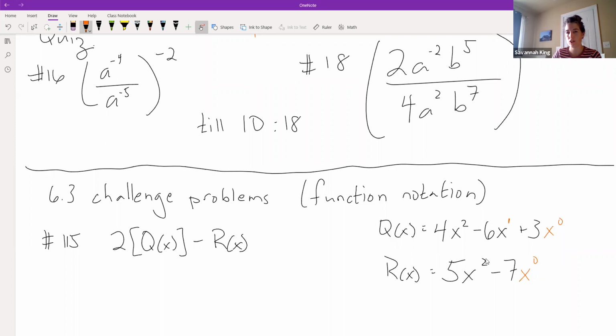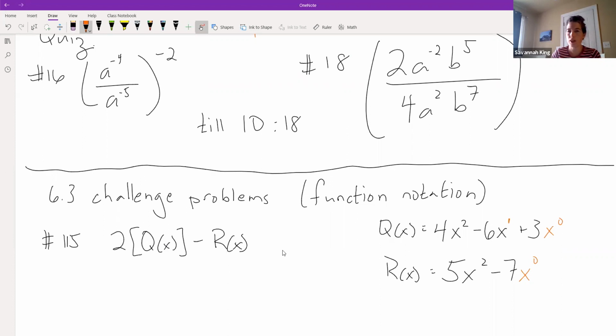Just as long as your biggest exponent is bigger than 0, and your next exponent, you still are fitting that qualification for polynomials. Okay, so what we're told to do here, using the function notation, this is just telling us to multiply the number 2 by our polynomial q of x, and then subtract our polynomial r of x.